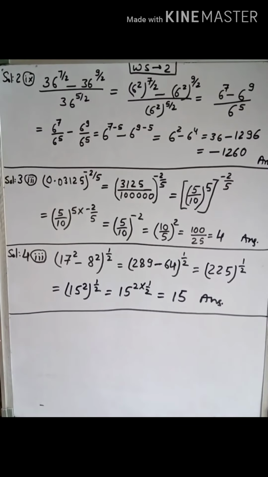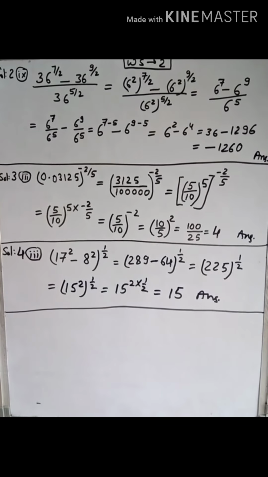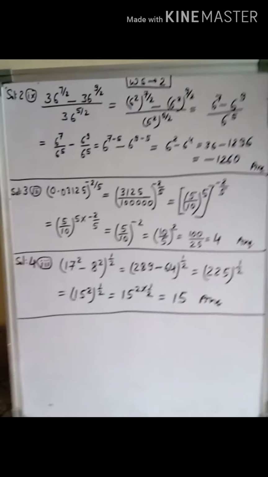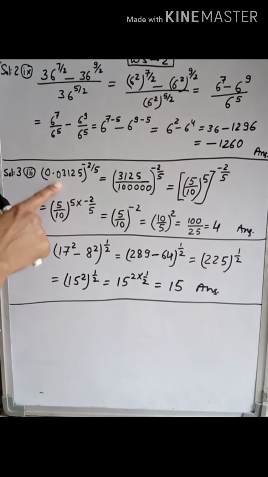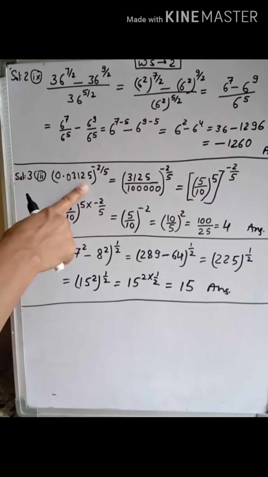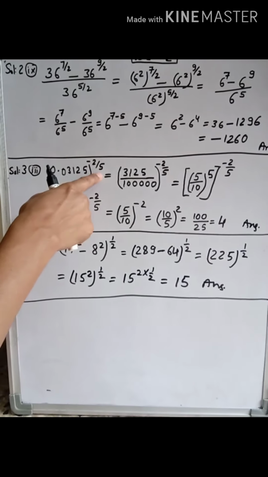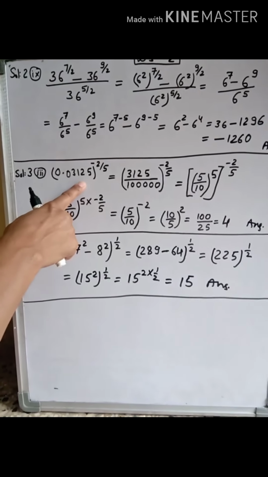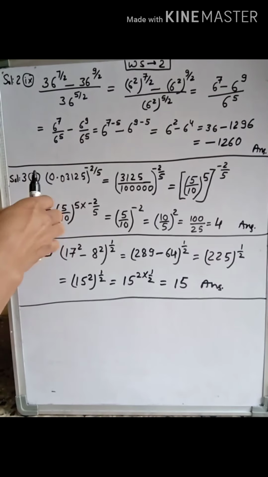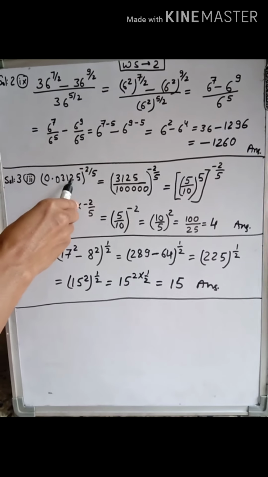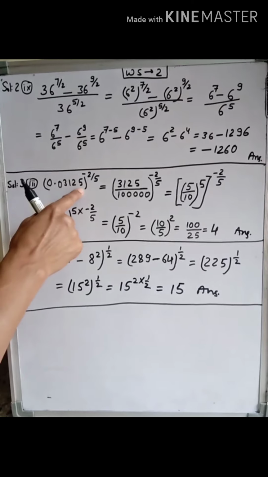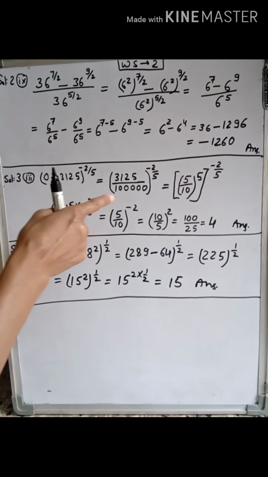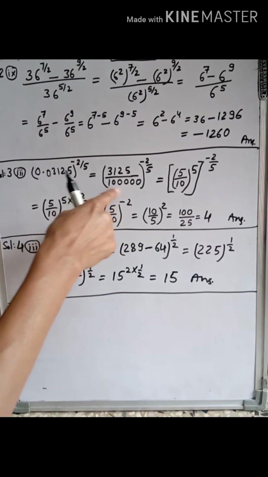Now question number 3, evaluate. Here decimal questions are given. There are 4 questions given. Out of these 4, one I am solving. Whenever a decimal is given in a power question, first of all you will remove the decimal. We know how to remove a decimal. Here after the decimal there are 1, 2, 3, 4, 5 decimal places. So this will become 3125, and we remove the decimal and in the denominator we put 100000.